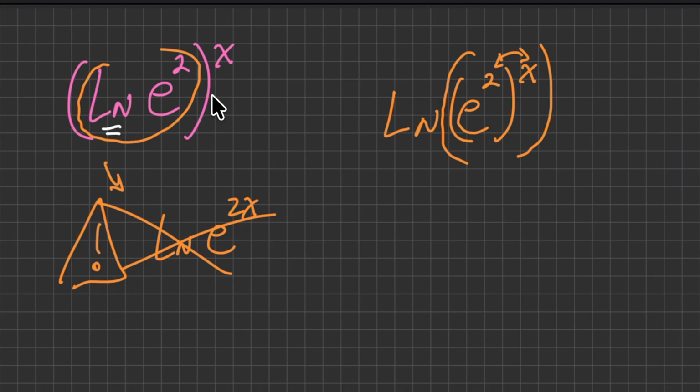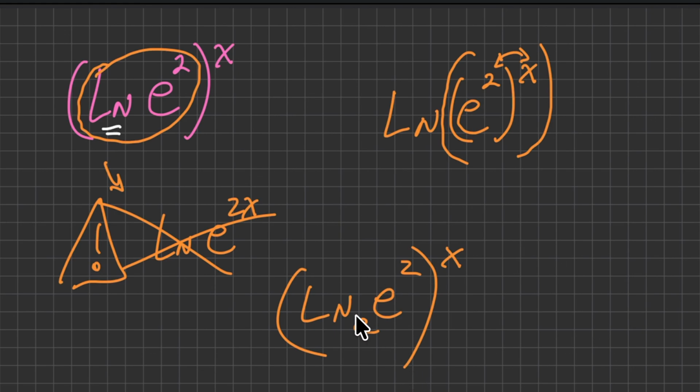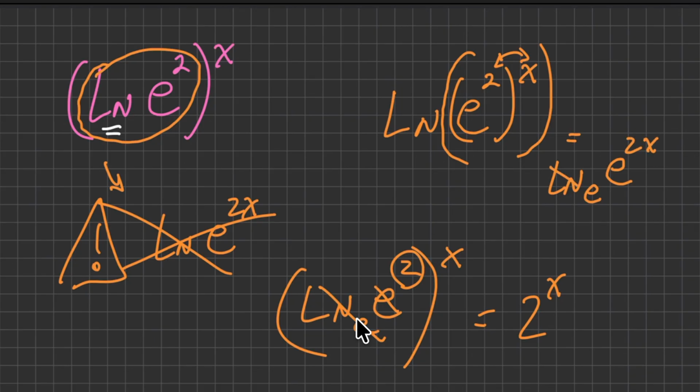evaluate the inside of the parentheses first. So we're going to have ln e squared raised to the x power. Here, these cancel out, and we're going to end up with 2 to the x. Over here, we're going to have ln of e, and the argument is now going to be e to the 2x, and this cancels out, and your final answer is 2x.